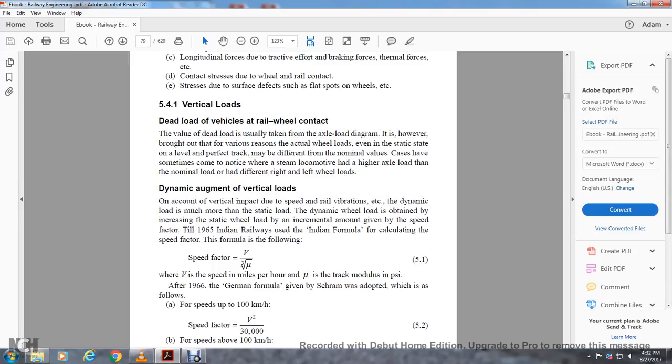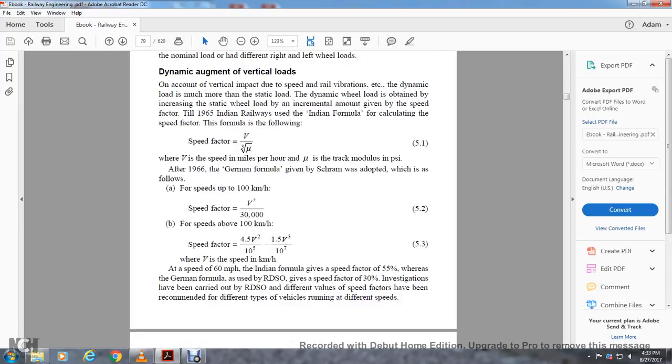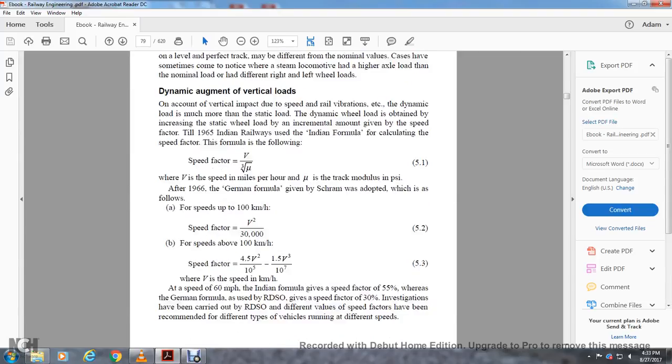In 1969, the German formula given by Schramm was adopted, which is as follows. For speeds up to 100 kilometers per hour, speed factor equals V squared over 30,000. For speeds over 100 kilometers per hour, speed factor equals 4.5 V squared over 10 to the fifth, minus 1.5 V cubed over 10 to the seventh, where V is speed in kilometers per hour. At a speed of 60 miles per hour, the Indian formula gives a speed factor of 55%, whereas the German formula, as used by the Research Designs and Standards Organization, gives 30%.